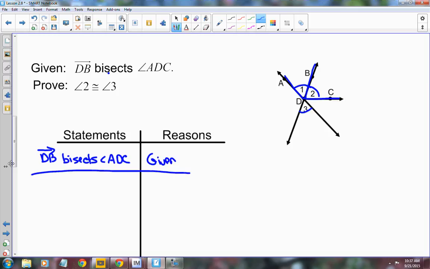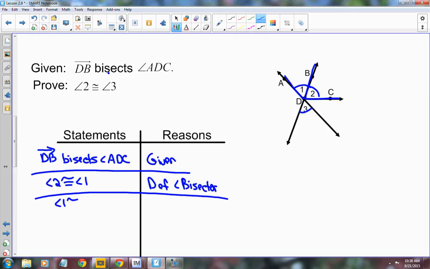All right, and from the given, I knew that angle 2 was congruent to angle 1, and that is from the definition of angle bisector. So that's what I got from my given. Then I went and looked at the picture, and you guys recognized that 1 and 3 were vertical, right? And we learned that vertical angles are congruent. So I'm going to say that angle 1 is congruent to angle 3, and that's by the vertical angles theorem.